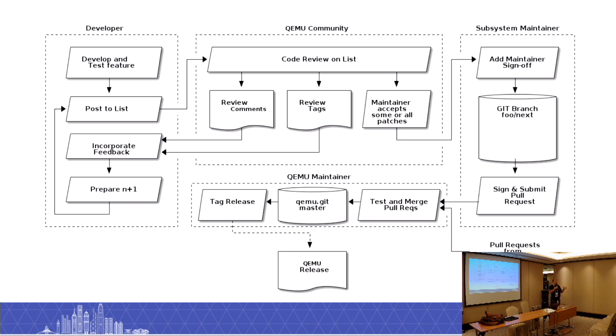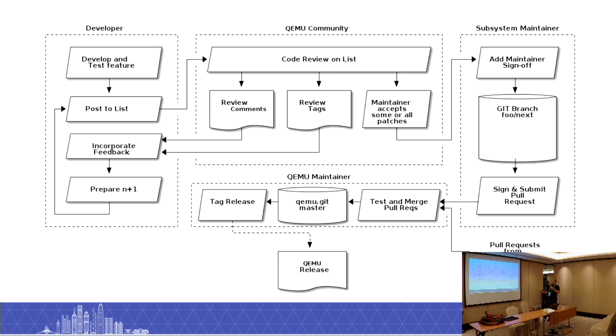So this is a little diagram I drew last week to illustrate the typical development process flow. Over there the developer will develop and test his feature. Once the developer is happy that their feature is complete, they will post the series of patches to the mailing list and request that their code get reviewed.